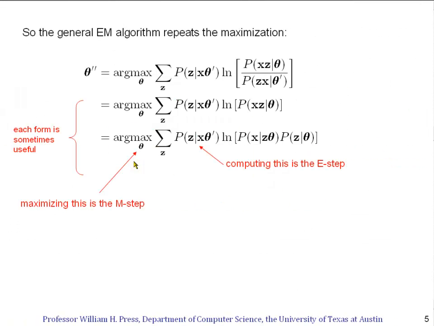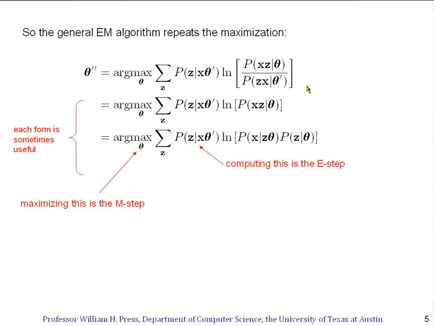So let's go back to the equations. The general EM algorithm, therefore, simply repeats this maximization problem. It says, find a new value theta double prime that is related to your starting value theta prime that occurs here and here by being the value of theta, argmax, that maximizes this expression.